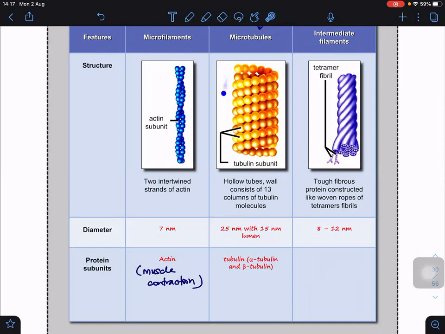So this is how microtubules form. We join them together to form a hollow tube. Okay, hollow tube. Okay, how about intermediate filaments? Intermediate filaments actually depend on the type of the cells.